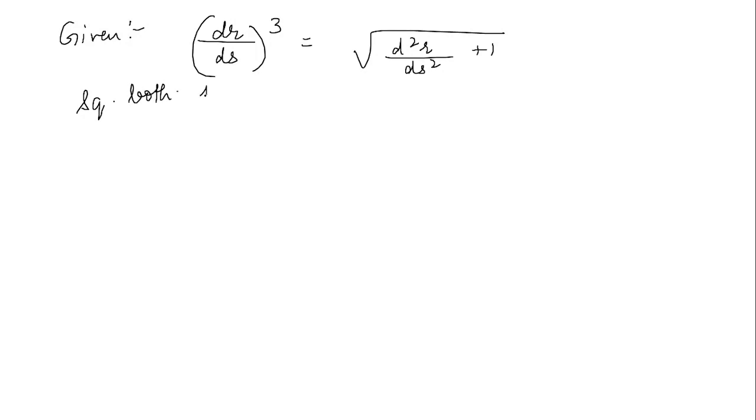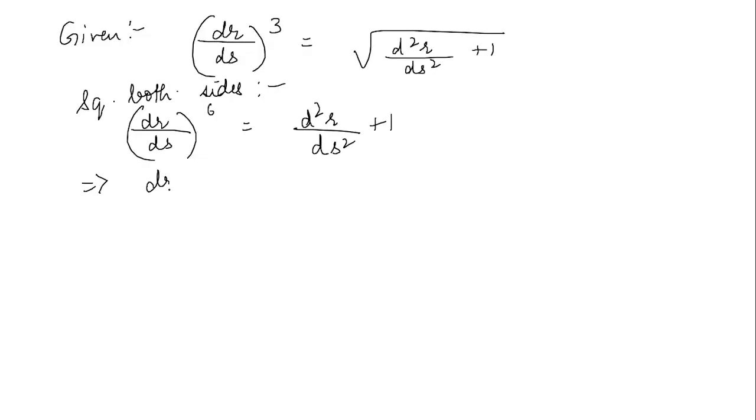by squaring both sides. So now we'll get (dr/ds) raised to the power of 6 equal to d²r/ds² plus 1, which will give us the finalized and simplified differential equation as (dr/ds)^6 minus d²r/ds² minus 1 is equal to 0.